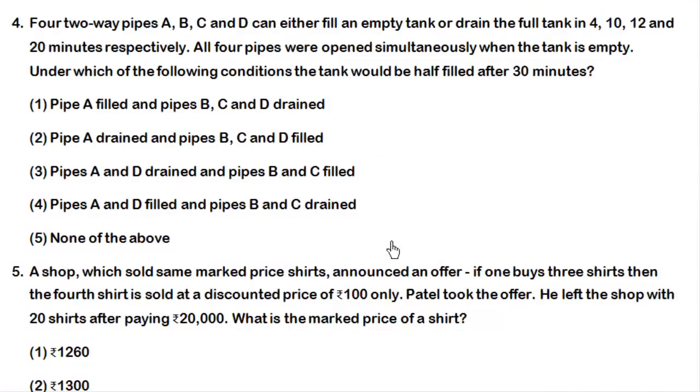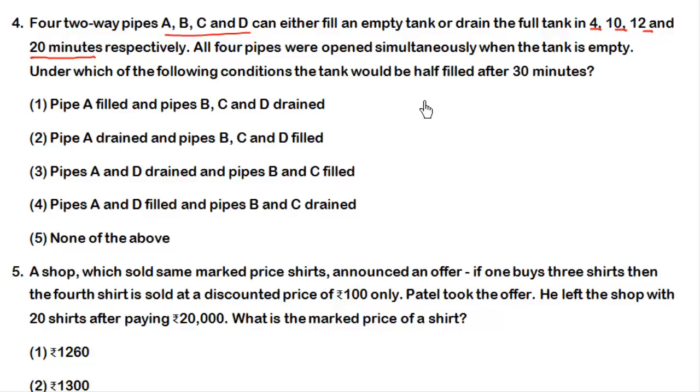So in the next question, again, just by scanning it, we know that this question is on pipes and cistern, and these are the options. It says that there are four pipes A, B, C, D, and they can individually fill the tank in 4, 10, 12, and 20 minutes respectively, right?